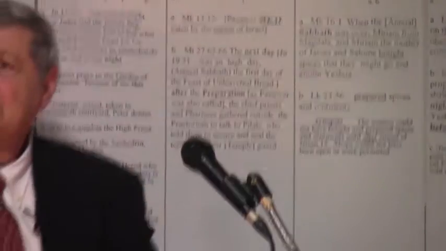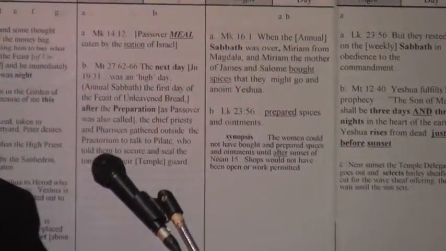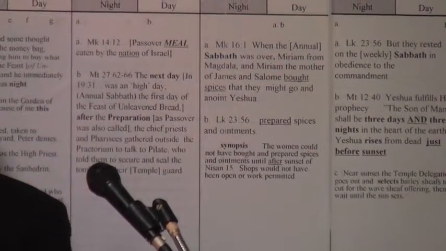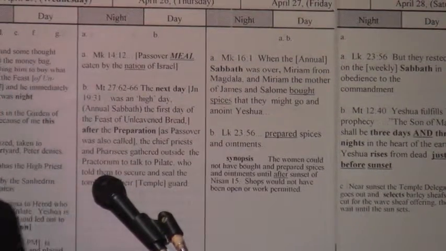The religious establishment did not go into the praetorium because it was pagan. To them, it was pagan. So Pilate goes out and meets them in the court. They don't go into the inside because it was pagan.